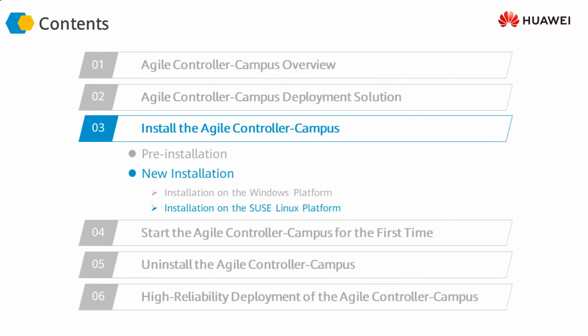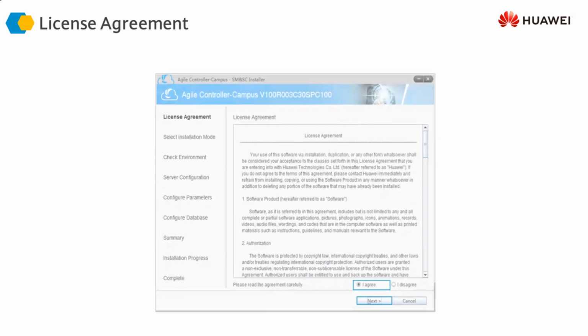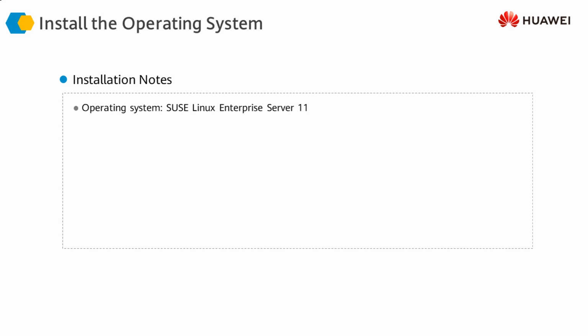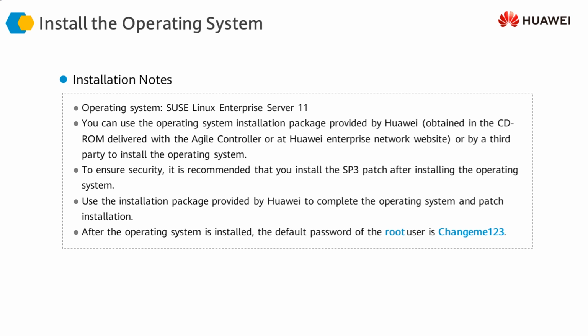Similarly, we can also have an environment where we have SUSE Linux platform. The operating system is SUSE Linux, and we are running Oracle database as the DB, and we want to deploy this system. The installation is pretty simple. First we do the operating system installation, then we do the Oracle database installation, and after that we perform the Agile controller installation. The Agile controller installation is fairly similar to what we just saw in the Windows case. There's not much difference. We'll just skip the Linux and the database installation part.